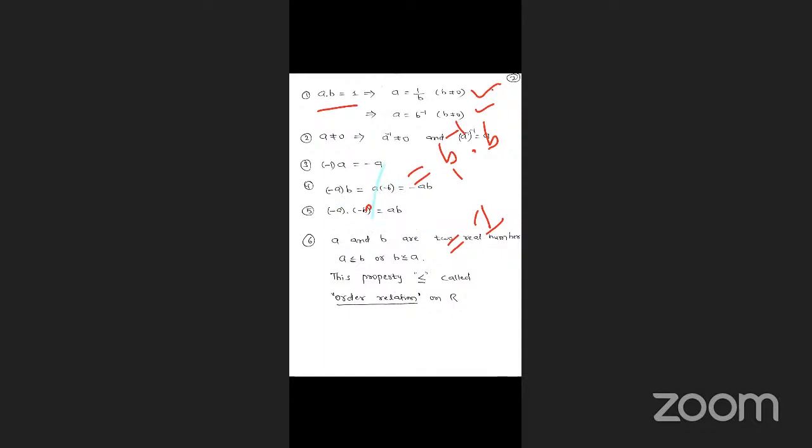Suppose A is not equal to 0. Then A inverse is also not equal to 0. By using these two, (A inverse) inverse is equal to A. This is the second property of a real number.